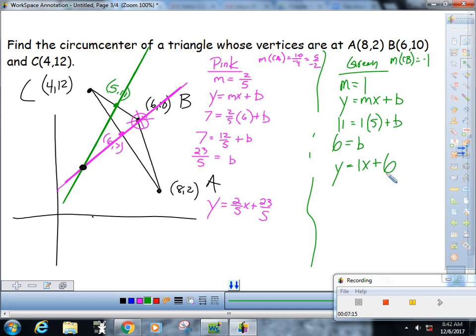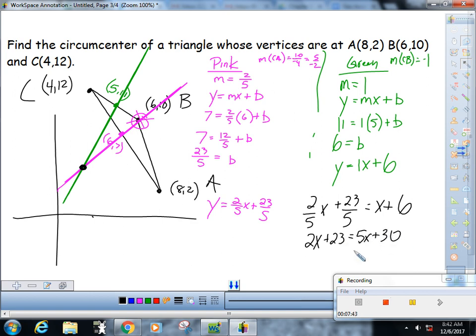Set them equal. I'm not going to do this in my calculator because I think this particular one is faster for me to do in my head. 2/5 x plus 23/5 equals x plus 6. Any strategies on this one? Multiply by 5. 2x plus 23 is 5x plus 30. 3x equals negative 7. So x is negative 7/3.